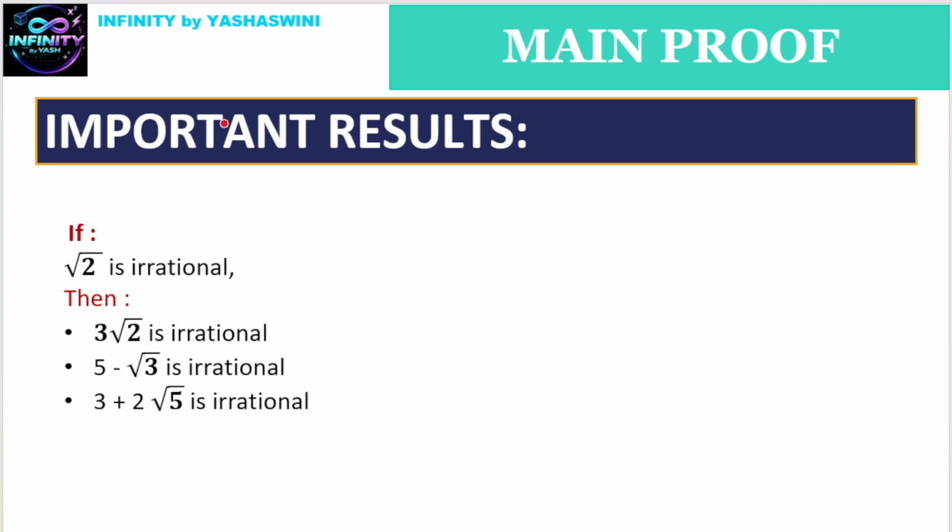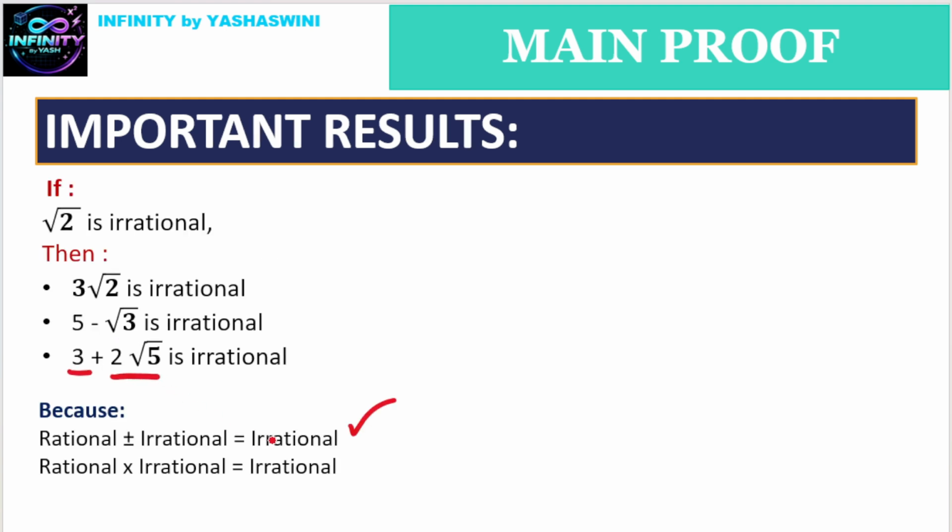There is an important result that if root 2 is irrational, then 3 root 2, 5 minus root 3, 3 plus 2 root 5 are irrational, because when you add a rational number with an irrational number, you will get an irrational number, or when you subtract a rational number with an irrational number, you will get an irrational number. And when you multiply a rational with an irrational, you will get irrational. When you add, subtract, or multiply a rational number with an irrational number, you will get an irrational number only.